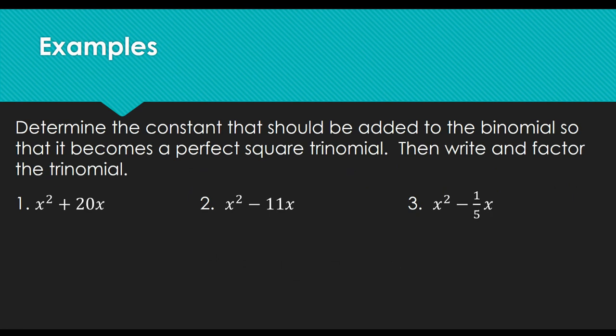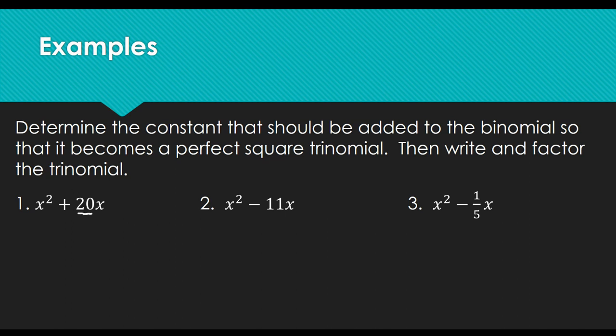So let's take a look at some examples. It says determine the constant that should be added to the binomial so it becomes a perfect square trinomial. Then write and factor the trinomial. So we're not actually solving in these few examples. Notice there's no equal sign. So we're just going to get a thought process down on how we do the completing the square process.